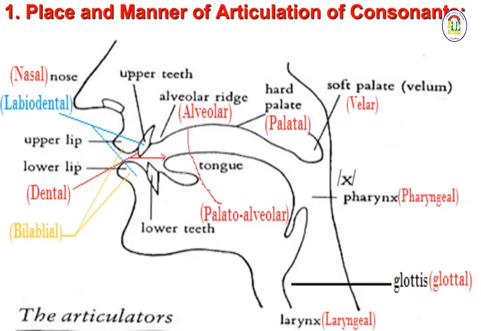In the pharynx, we produce only one consonant that is not found in English. It is found in other languages like German and Arabic, the kh sound. In the larynx, we produce certain consonants like those in Arabic; both sounds are produced in the larynx and are called laryngeal, but they are not found in English. These are the articulators and their place of articulation, and the manner of articulation.